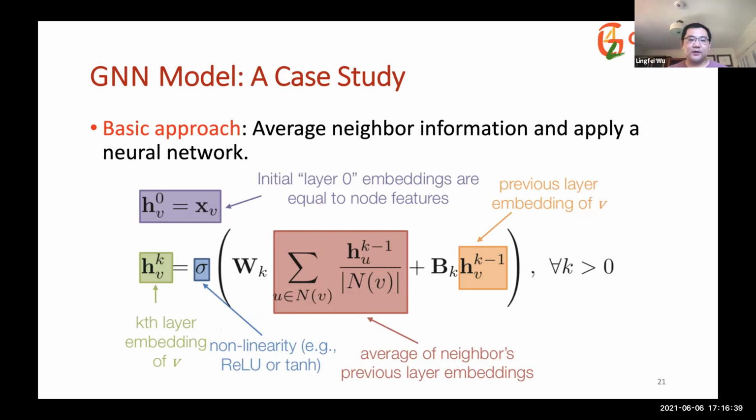Initially, we only have a node and an initial attribute, and then we transform that into the latent space. Then we average the previous layer embeddings of the neighbors to generate the so-called message, and then we fuse this information with the embedding from the previous layer. Then we apply a nonlinear transformation to generate the current node embedding.